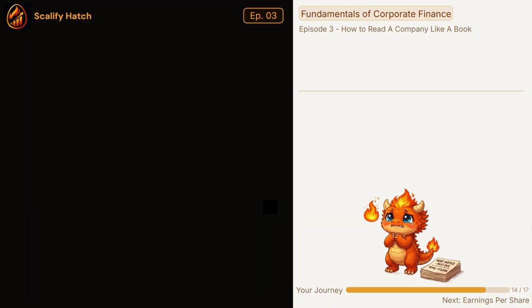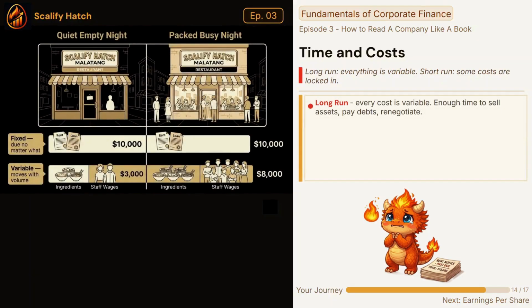The last thing to keep in mind is how costs behave over time. It helps to think of the future in two horizons, the short run and the long run. In the long run, every cost is variable. Given enough time, we can sell assets, pay off loans, renegotiate our lease, restructure the whole operation. Everything is adjustable. In the short run, some costs are effectively fixed. They're due no matter what. Our restaurant's rent doesn't care whether we have a packed Saturday night or an empty one. The loan payment doesn't care about how many bowls of malatang we sold.